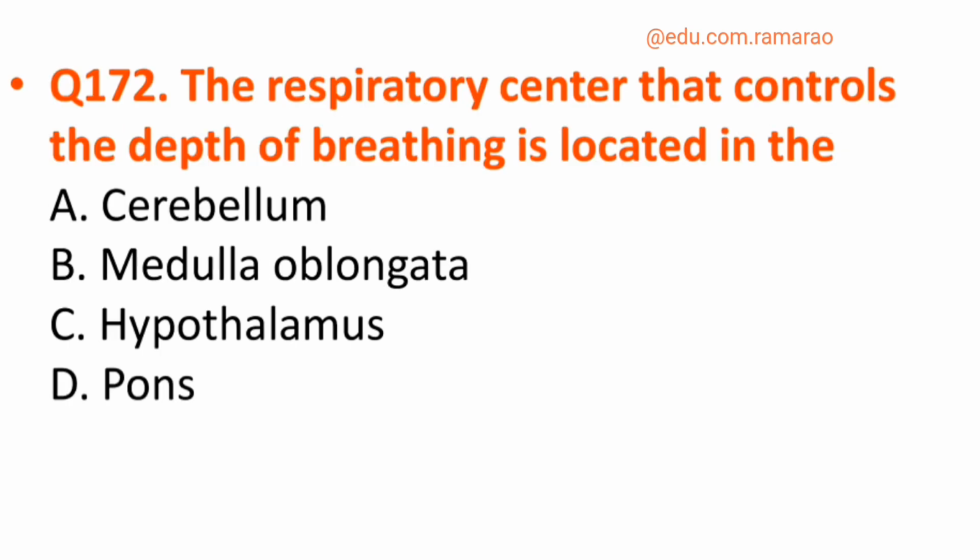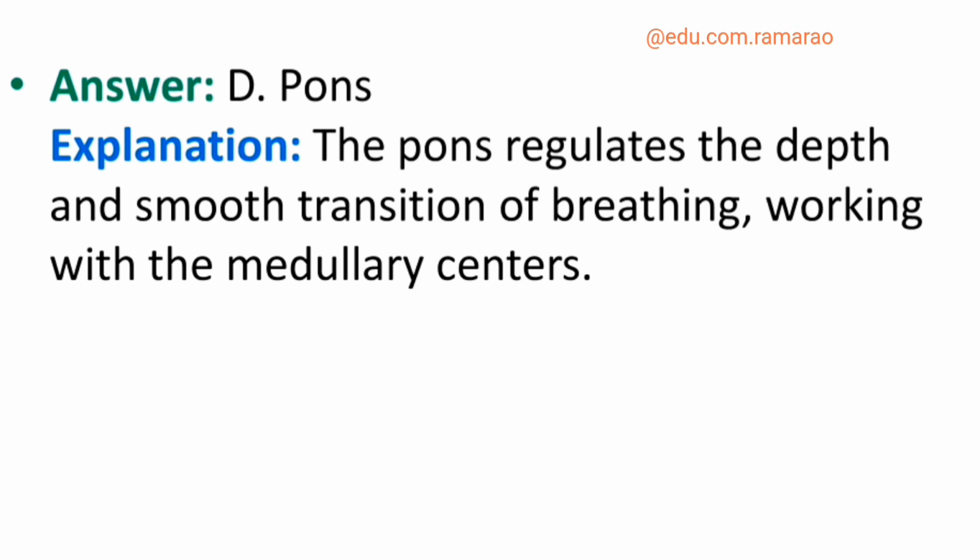The next question. The respiratory center that controls the depth of breathing is located in the option A, cerebellum. Option B, medulla oblongata. Option C, hypothalamus. Option D, pons. The correct answer is option D, pons. The pons regulates the depth and smooth transition of breathing, working with the medullary centers.